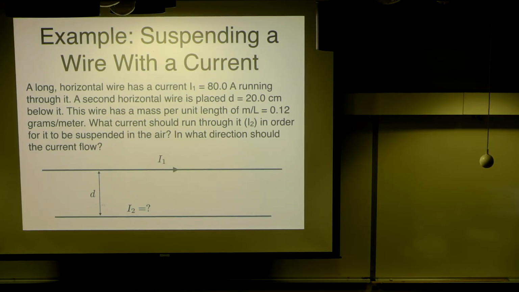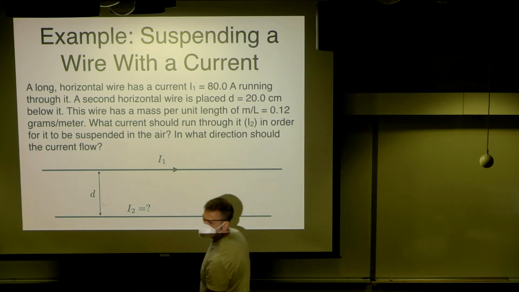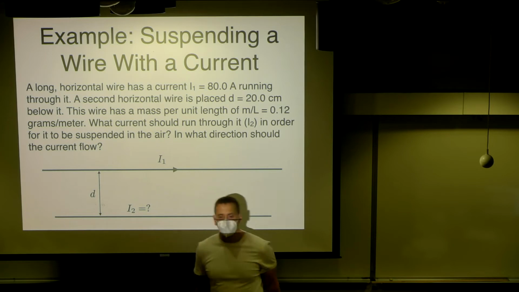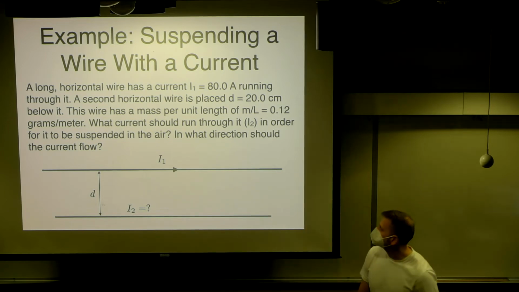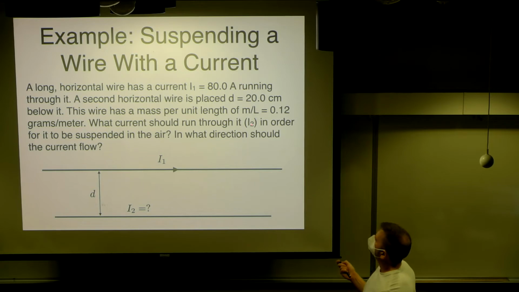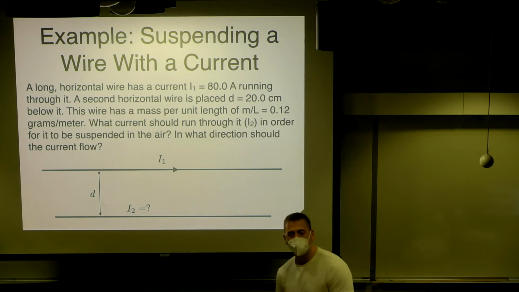All right, let's do another one like this. So now what we have is a long horizontal wire that has current I1, 80 amps, running through it. We have a second horizontal wire which is placed a distance of 20 centimeters directly below it. This wire, the one that's sitting below it, has a mass per unit length of 0.12 grams per meter. That just means for every meter length of the wire, the mass of it is 0.12 grams, okay? That's what we have. What current should run through it? What should this current I2 be in order for it to be suspended in the air?